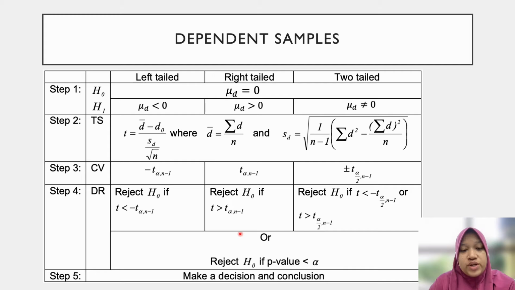Other than that, you can also use the p-value approach, by comparing the p-value and the value of alpha. We will reject H0 if the p-value is less than alpha. So remember, if we use the p-value approach, there is only one rule that should be applied for the left tail, right tail, or the two tail. And lastly, you need to make the decision and the conclusion.